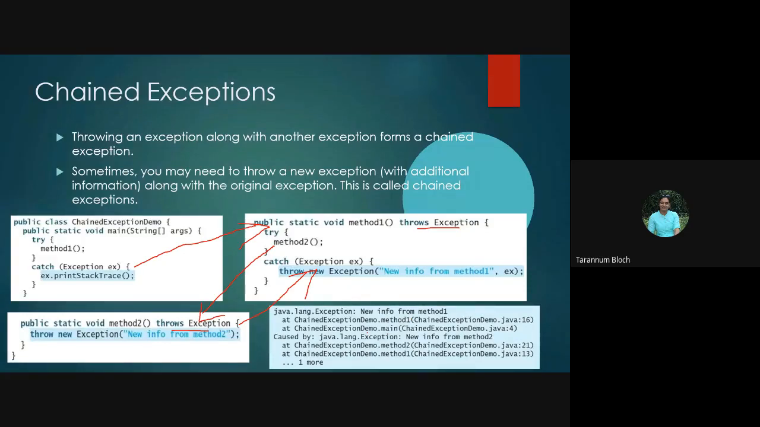So can you see here, java.lang new info from method 1. This is the catch of method 1, and then again it will say new info from method 2. So this is additional exception. So we call it a chained exception. It will run, but it will give such message, java.lang.exception. Fine. Any doubt, any query? Should I move forward? Yes, ma'am. Okay.